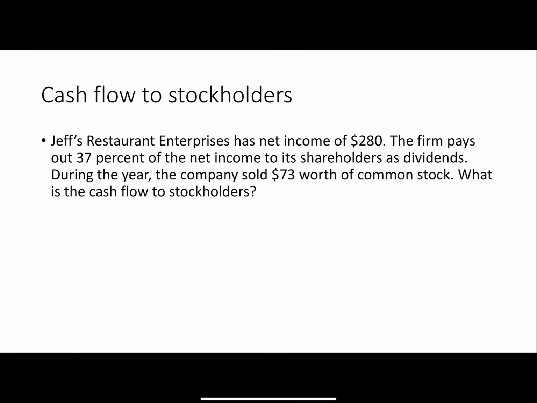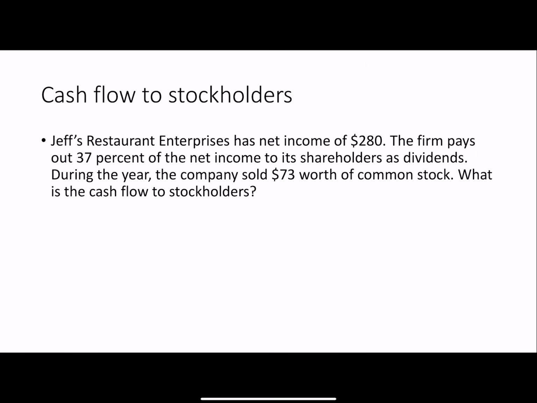Next problem. Cash flow to stockholders. All right, so Jeff's Restaurant Enterprises has a net income of $280. The firm pays out 37% of the net income to its shareholders in the form of dividends. During the year, the company sold $73 worth of common stock. What is the cash flow to stockholders?